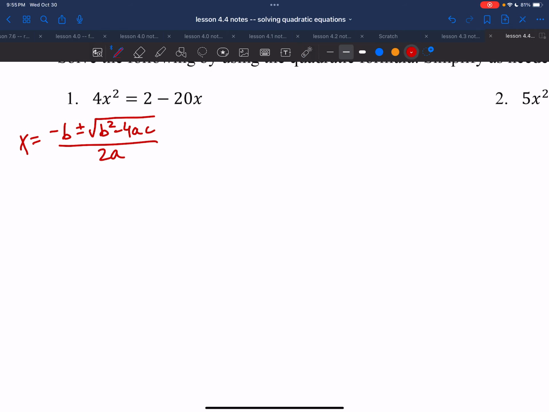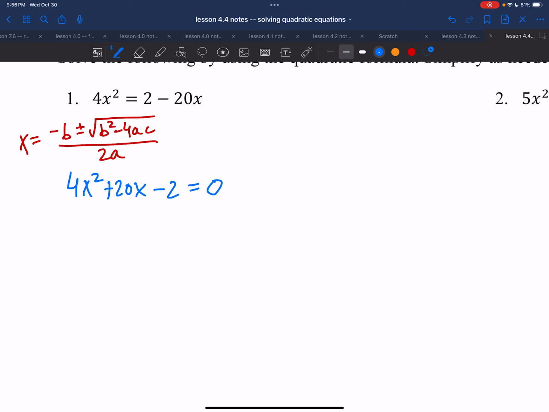So let's go ahead. I'll do it in blue, I guess. 4x squared plus 20x minus 2 is 0. Okay? And then we're going to plug this in the quadratic formula. However, a little thing to note. 4x squared plus 20x minus 2. You can reduce the complexity of this equation, right?